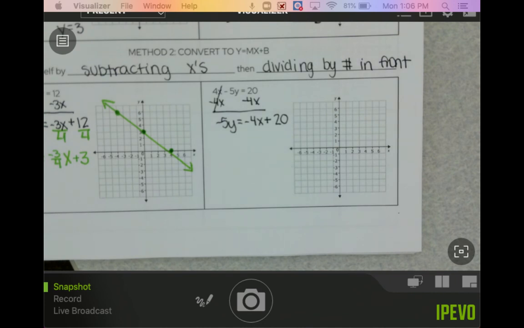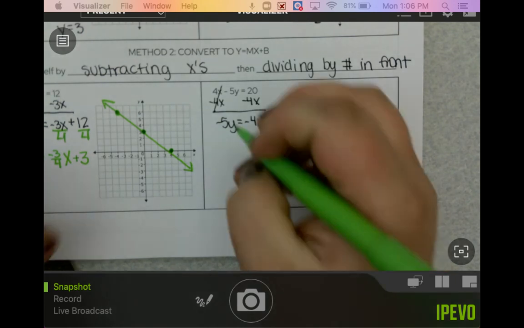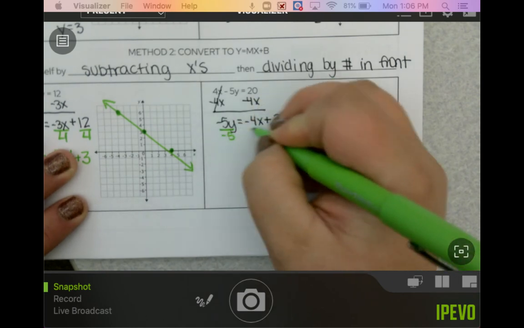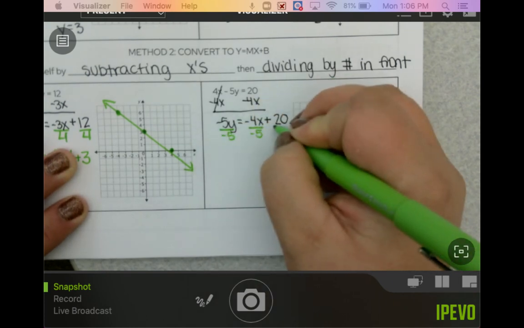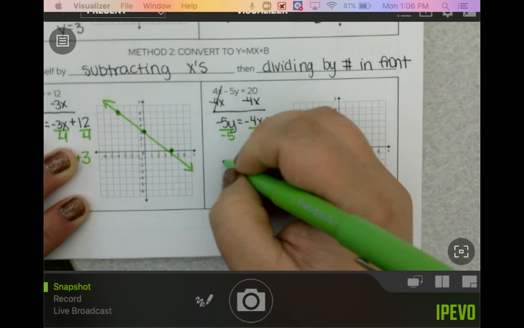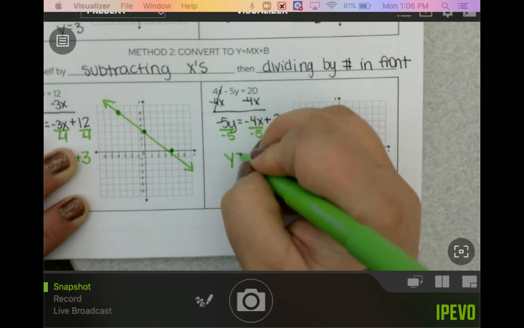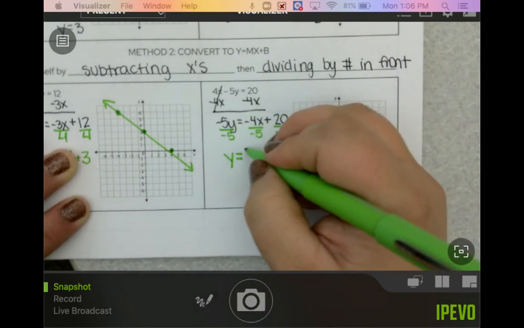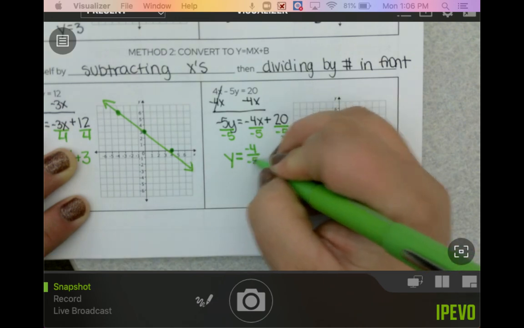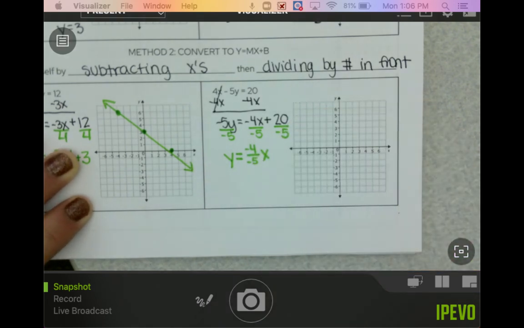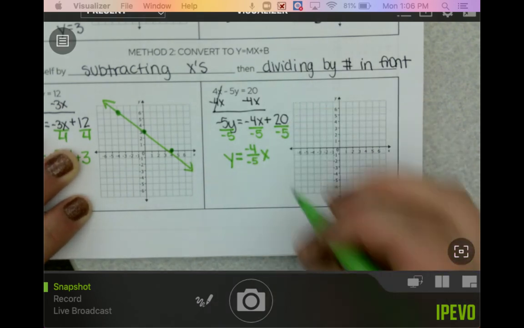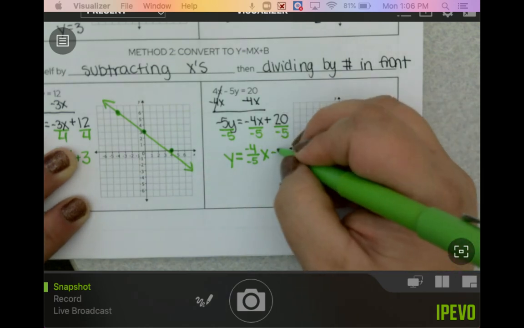And then we divide by the -5. But when you divide, you have to divide everything by it. And if the slope is a fraction, that's okay. You just leave it as its fraction. And then 20 divided by -5 is -4.